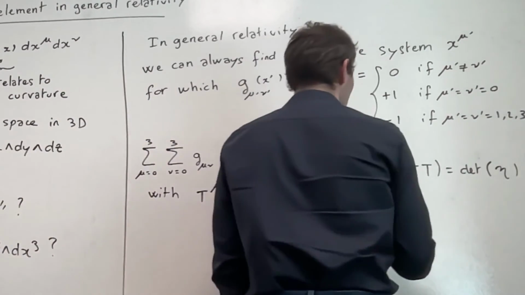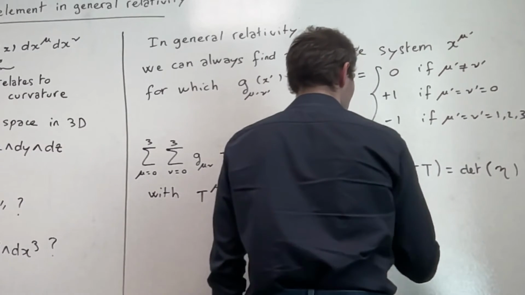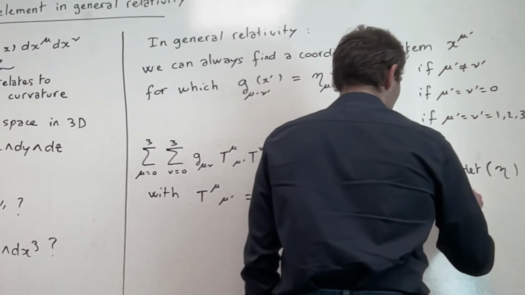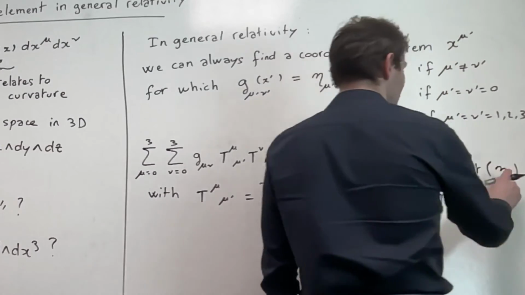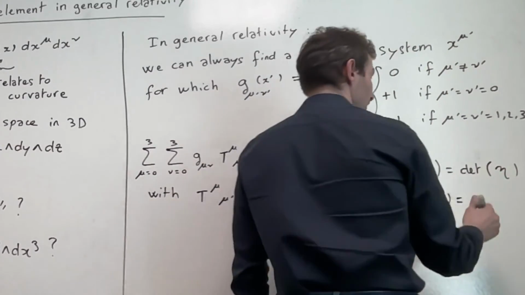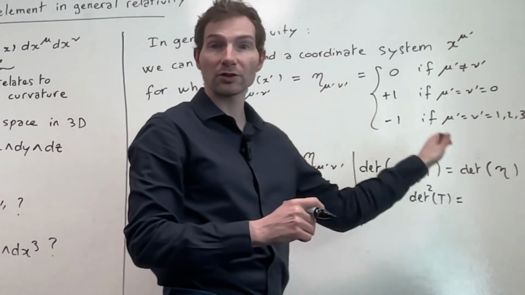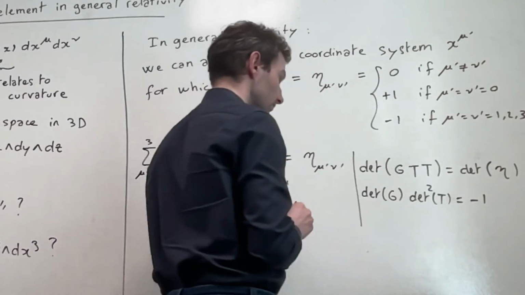And so here I'm going to have, therefore, that I've got the determinant of G times the determinant of T squared, and that's equal to the determinant of eta. But the determinant of eta is simply the product of all the minus ones and then plus one, and so that's equal to minus one.